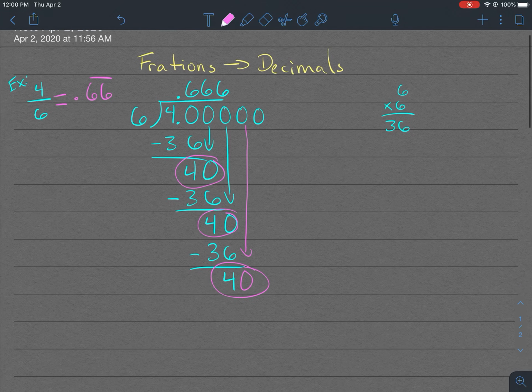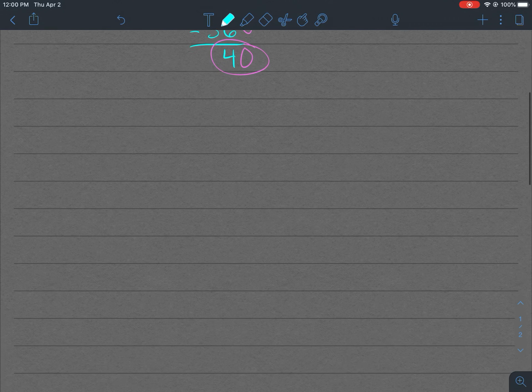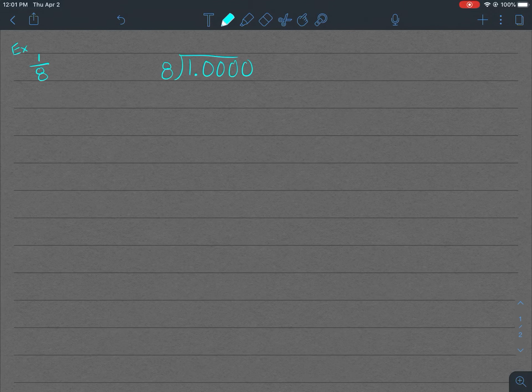Okay. All right, let's do another one. Let's go with 1 over 8. Okay, so how many times does 8 go into 1? Well, it doesn't. It does go into 10. How many times does 8 go into 10? Well, 1 time. You gotta subtract. 8 from 10 is 2. Okay. Bring down another 0.